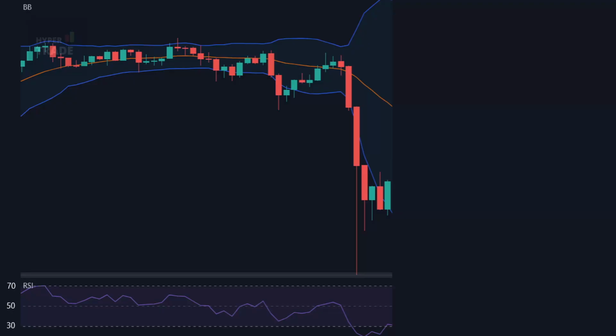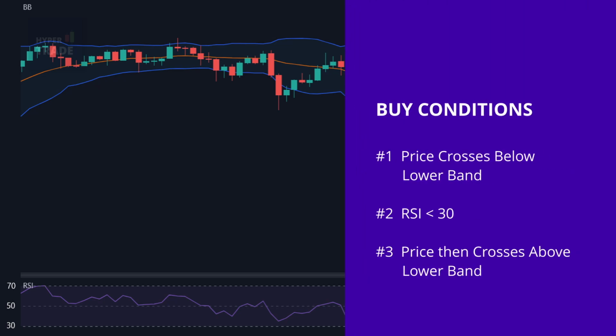As we can see in our chart, now we have all the indicators needed. Let's get into our first buy example. Our buy conditions are simple. First, the price must cross below the lower band. Second, the RSI must be below 30. When both of these happen, wait until the price crosses over the lower band.